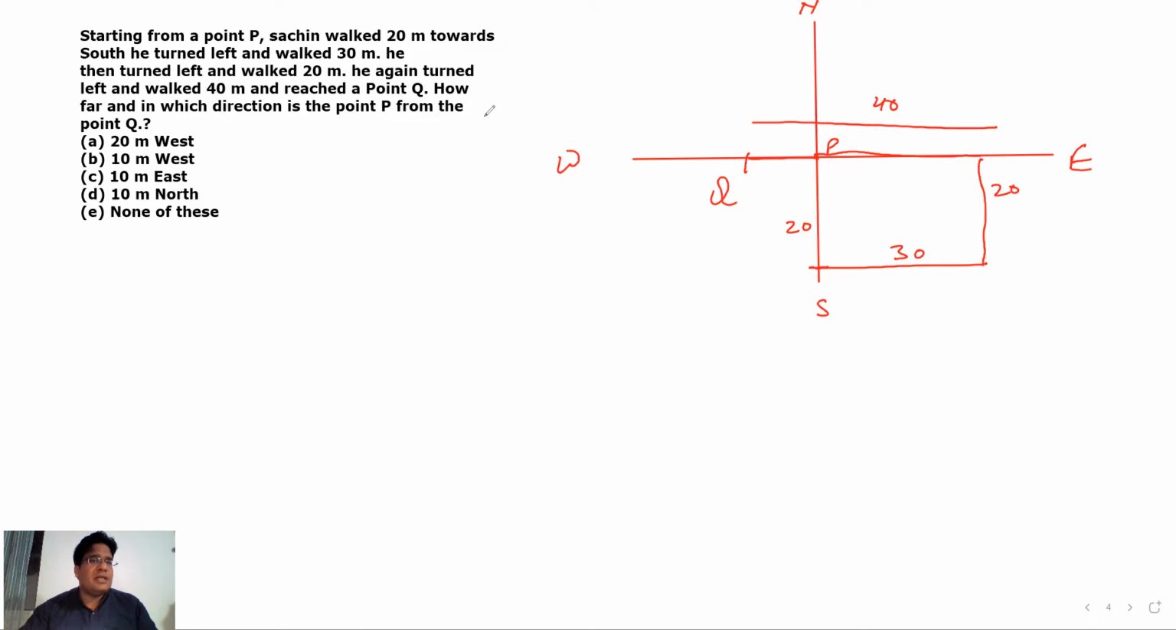How far, and in which direction, is the point P from the point Q? Again, remember one thing. He is asking how far and in which direction is point P. Now we have to tell about the person in the reference of Q, not in the reference of P. In the reference of Q, P is standing in the direction of east, 10 meters far. That answer is 10 meters east. Clear? Now, going to the next question.